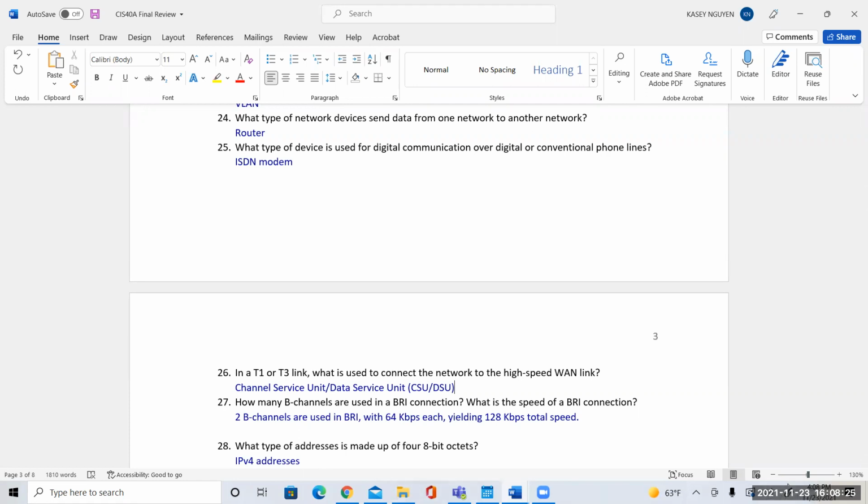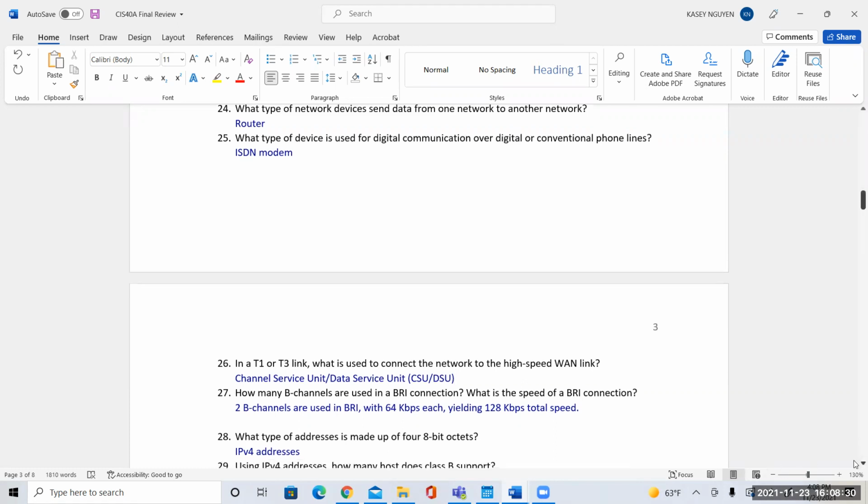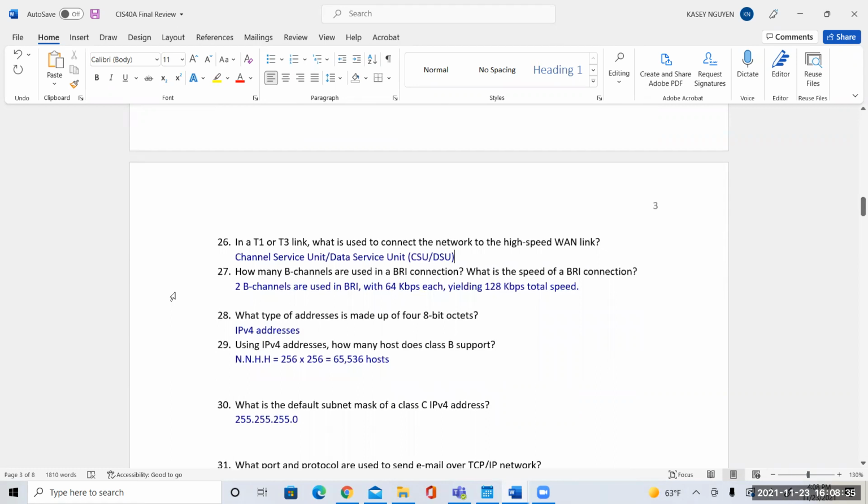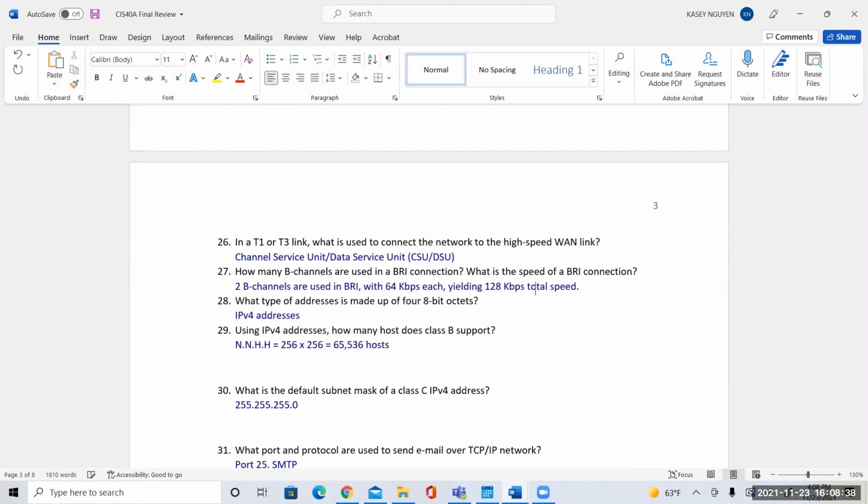28. What type of addresses is made up of 4 8-bit octets? That's your IP version 4 addresses, right? It makes up 32-bit, where an octet is 8 bits, okay? And we would multiply it by 4. IPv4 is 32-bit, whereas IPv6 is 128 bits. And then eventually, in the future, we'll have a different form of address when we run out of IPv6, right? It's a lot, but we might still run out.